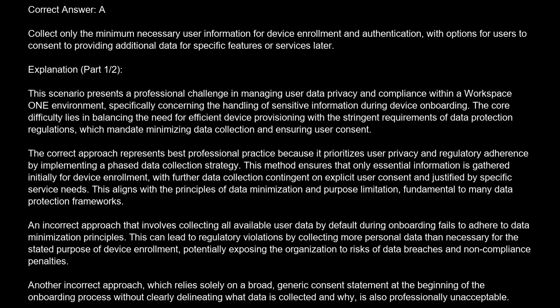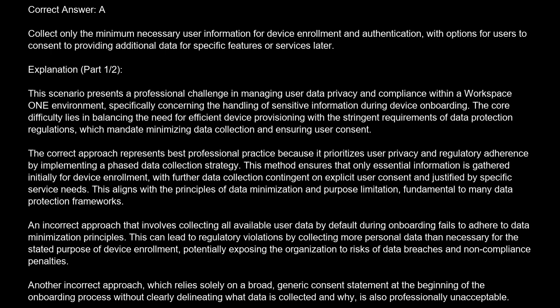Correct answer is A. Collect only the minimum necessary user information for device enrollment and authentication, with options for users to consent to providing additional data for specific features or services later. Explanation. This scenario presents a professional challenge in managing user data privacy and compliance within a Workspace ONE environment, specifically concerning the handling of sensitive information during device onboarding. The core difficulty lies in balancing the need for efficient device provisioning with the stringent requirements of data protection regulations, which mandate minimizing data collection and ensuring user consent.